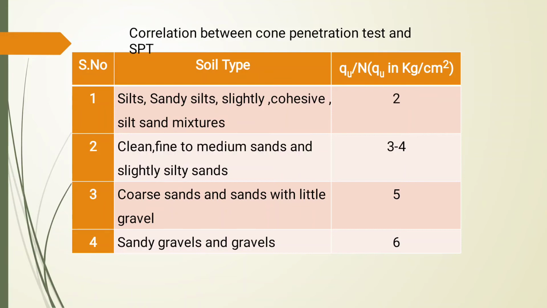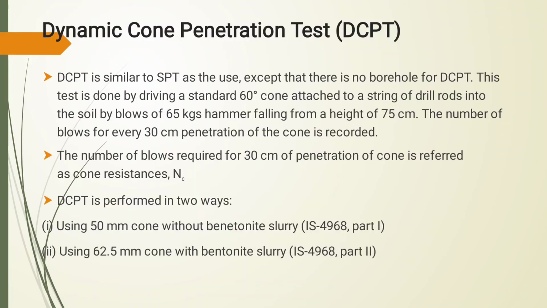Next, the correlation between the cone penetration test and SPT is given in this table. If the soil type is silt, sandy silt, or cohesive silty sand mixture, then Qc by N is 2. If the soil type is clean, fine to medium sand and silty sand, then Qc by N is 3 to 4. Coarse sand and sand with little gravel means Qc by N is 5. Sandy gravel and gravel means Qc by N is 6.